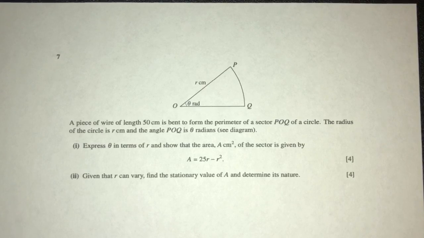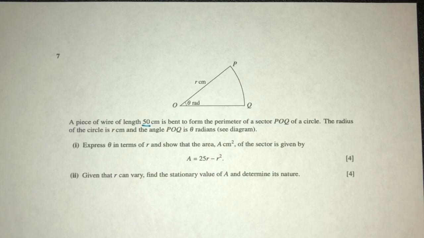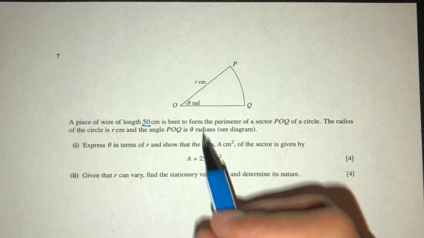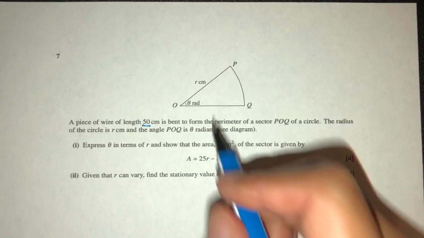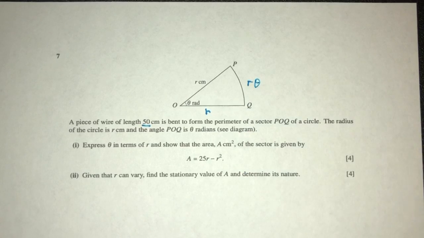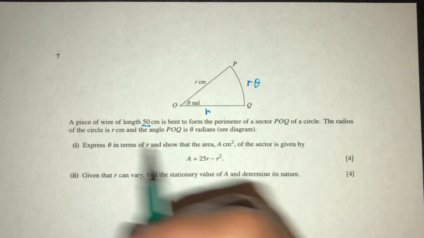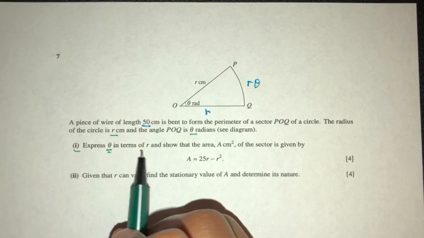A piece of wire of length 50. So we know that the length, which is the perimeter used here, is 50, right? It is bent to form the perimeter of sector POQ of a circle. Just like I said, this would be R, and the length of arc is R theta. You have to know this. This is just a formula we have to know for circular measure. The radius is given to you by R, the angle is this. Okay? Part 1. Express this in terms of R, so pretty easy.